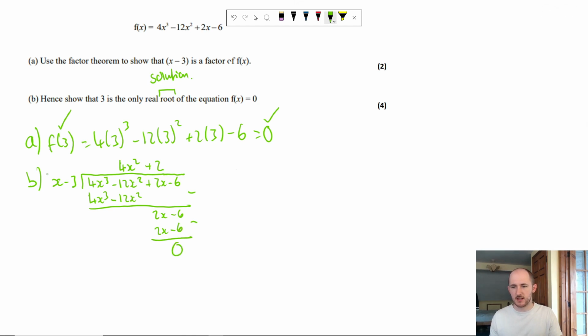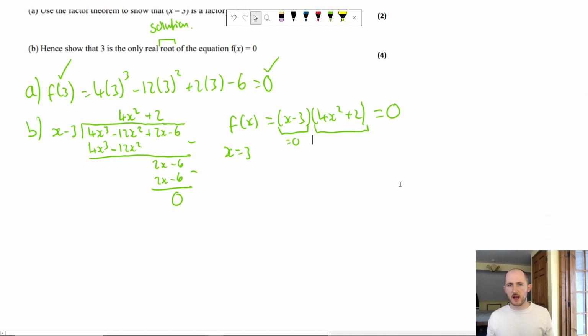So in other words, my partially factorized equation is x minus 3 and 4x squared plus 2. And that should equal 0. So if it equals 0, we have x is equal to 3, right? Because this bracket should equal 0. Now, what about this bracket equaling 0? Well, there are two ways to do this. Now, one way is to use the quadratic formula and show that it will just say math error. You know, in my opinion, it's not the nicest way.